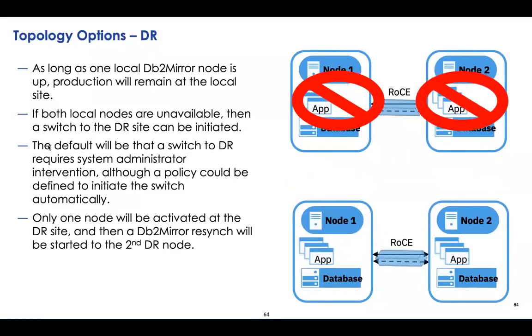I could go now to my DR site. I can configure Db2 Mirror at the DR site. I could be running in that mode, or those could be two standalone partitions that are just going to run standalone until we switch back to our production and get ourselves back into a Db2 Mirror configuration.